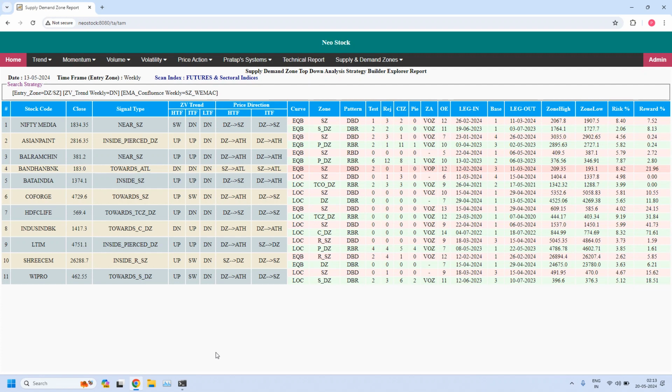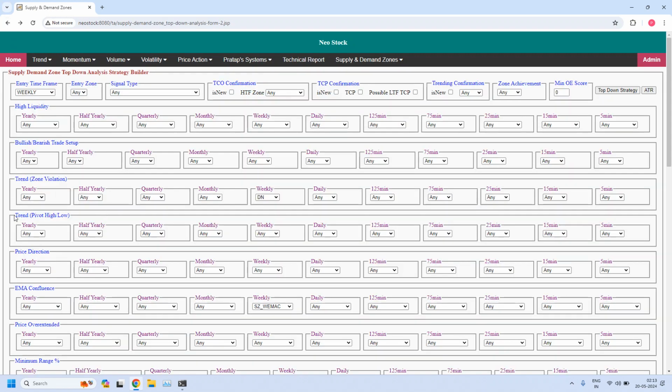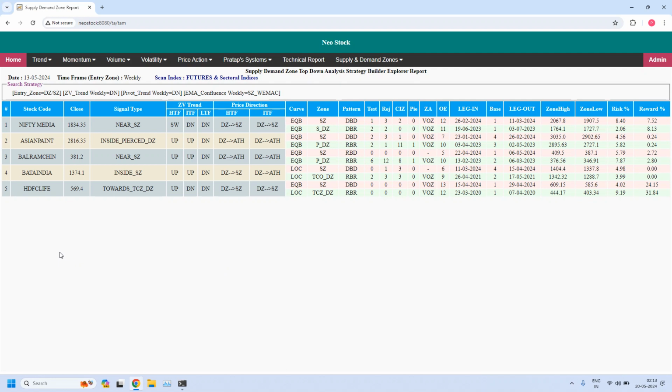In case you want to know how many stocks support both trends as downtrend, let me go back. Even pivot high low trend, that is swing based trend, is also on weekly time frame. I am selecting down. See, both weekly trends are down. Let us see how many stocks are filtered from the 11 stocks. Now the 11 has come down to 5 stocks.